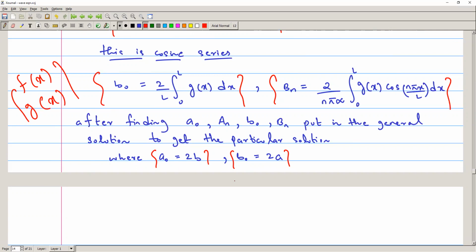So in the next lesson we will come up with the idea of the non-homogeneous wave equation with homogeneous boundary conditions, right? And we'll talk about some mixed boundary conditions.